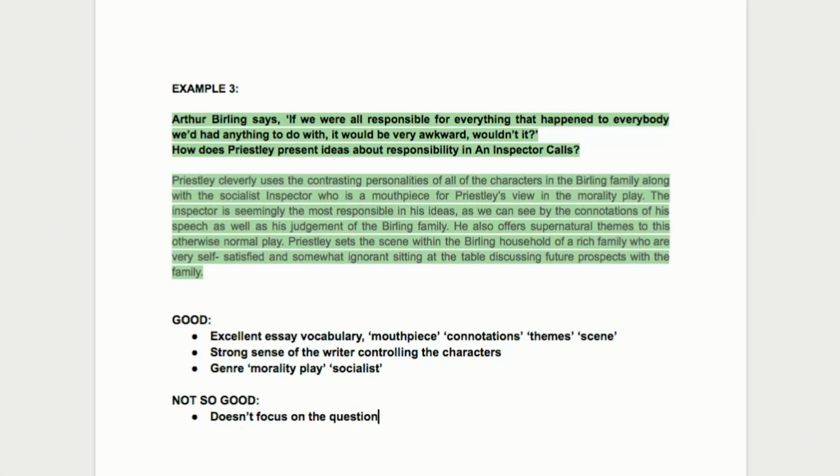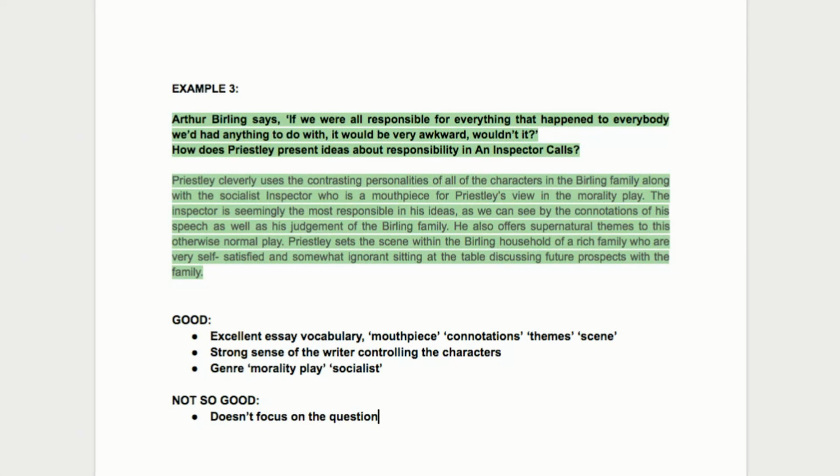So it does say that the inspector is responsible in his ideas. It does use that word somewhere in the answer. But it's not all about responsibility. This question is screaming responsibility. That's your focus. That's your main thing that you need to get out of all of the words of the question. This idea of responsible or responsibility.